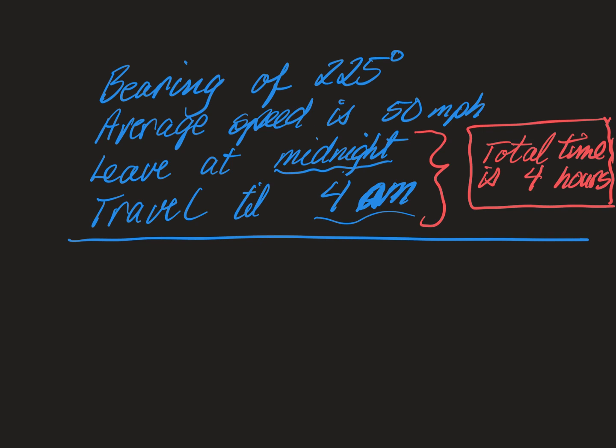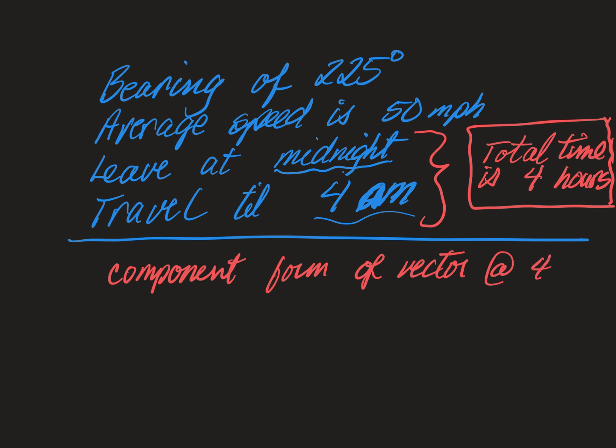Now, here's how the blanks look. It says the component form of the vector at 4 a.m. So we want to find component form of vector at 4 a.m. So that's a blank. It'll have a blank one and it'll have a blank two. Basically, we're trying to write the component form of the vector. This is blank one, this is blank two.